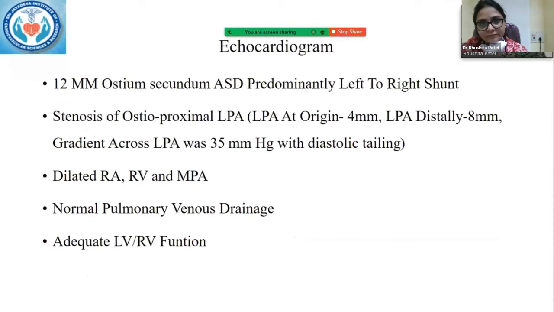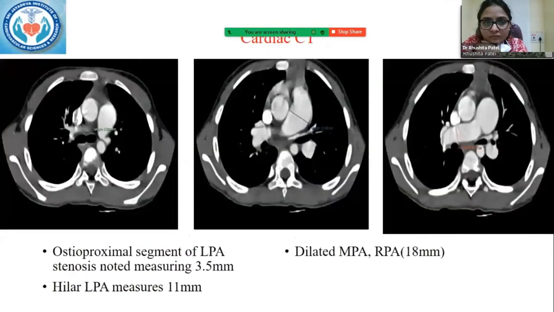Echocardiography showed a 12 mm ostium secundum ASD, predominantly shunting from left to right, with ostioproximal LPA stenosis, 4 mm at origin and 8 mm distally. The gradient across the LPA was 35 mm Hg with diastolic trailing, dilated right-sided chambers and MPA with normal biventricular function. To further delineate the LPA anatomy, we underwent a cardiac CT which confirmed the findings of echocardiography.